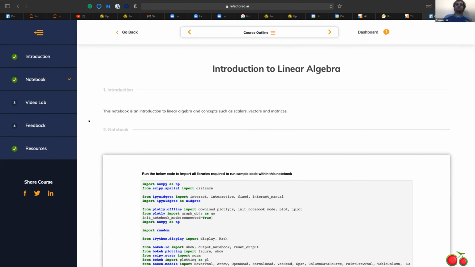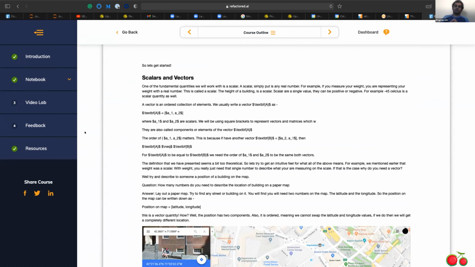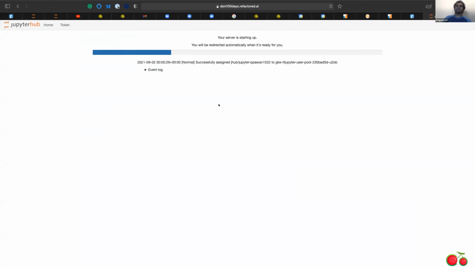So as a field, linear algebra is vast because you can do all sorts of manipulations when it comes to data. You can do all sorts of amazing things with it. But what we're going to focus on are some of the most fundamental things, right? We're going to really start from the very basics. We're going to start with scalars and vectors, and then we're going to move on to more complex ideas.